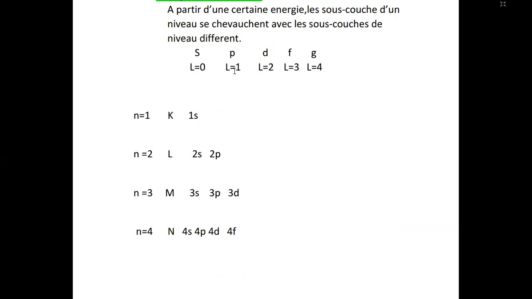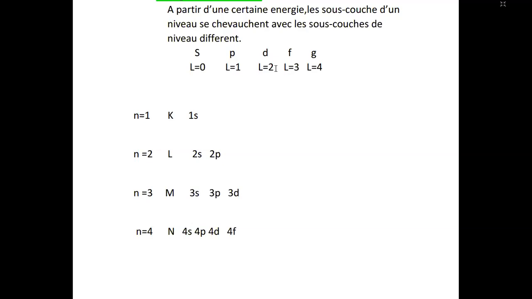D, we know that L is equal to 2. F, we know that L is equal to 3. G, we know that L is equal to 4. So now in S, if L is equal to 0, there is 1 orbital. For L equal to 1, we have -1, 0, 1, which is 3 orbitals. For L equal to 2, we have -2, -1, 0, 1, 2, which is 5 orbitals. So that's what we know about our orbitals.